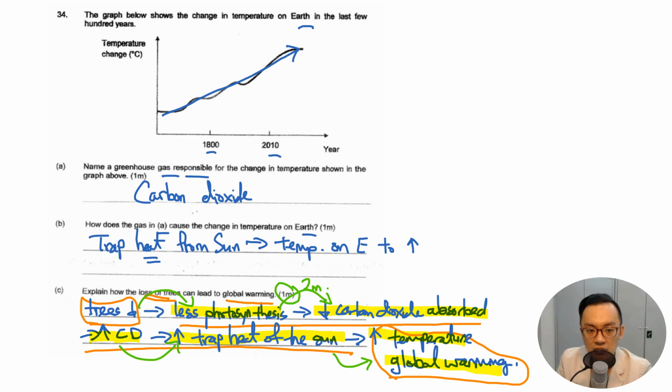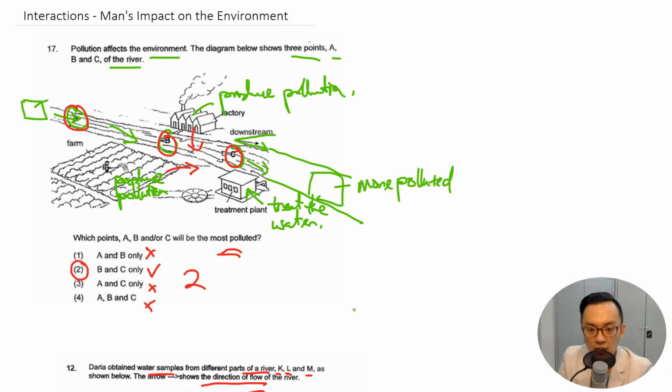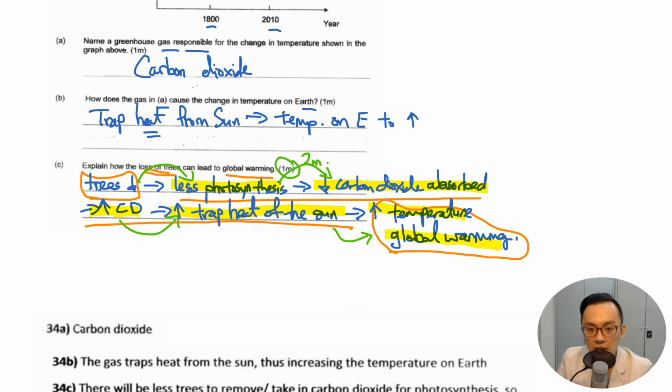Or likewise, if I say there's lesser trees, which leads to less photosynthesis, and immediately it leads to increase in carbon dioxide and therefore increase in trapping heat of the sun. So the teacher will then ask you, why? Why does lesser photosynthesis lead to increase in carbon dioxide? And then you must say it's because the lesser photosynthesis will reduce the amount of carbon dioxide absorbed by the plants, and therefore you have increasing carbon dioxide. Alright, so that's really important.